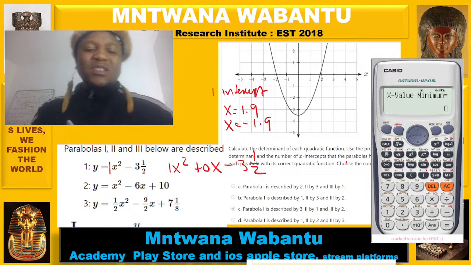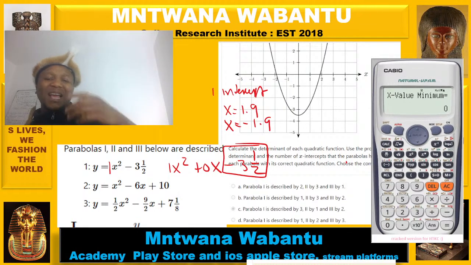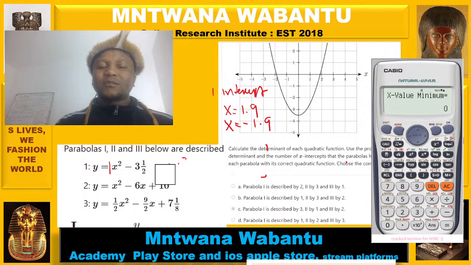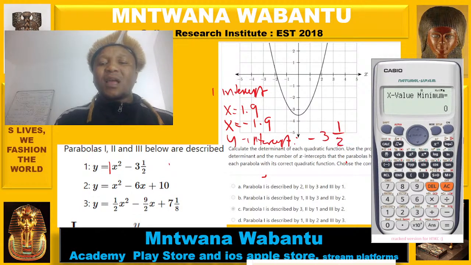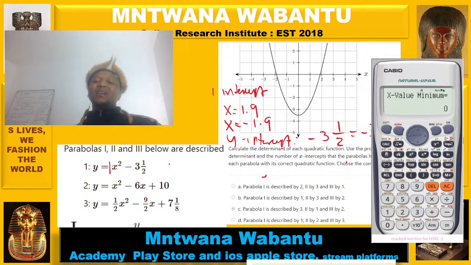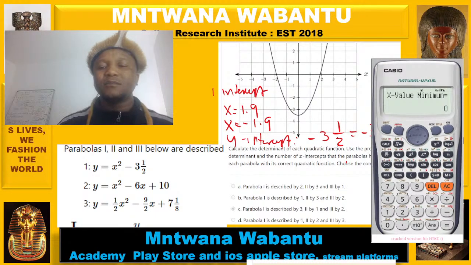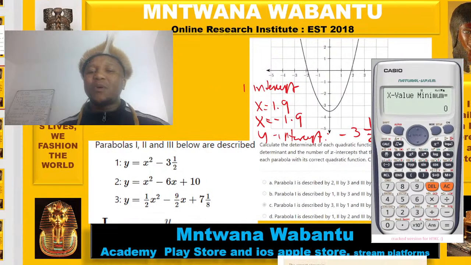I have my X-intercepts. What is the Y-intercept? Y-intercept is the last number, which is this one here. So Y-intercept is negative 3.5. That's the Y-intercept. So then after that, we want to get the turning point: X at turning point and Y at turning point. So how are we going to get X at turning point and Y at turning point? I'm sorry.